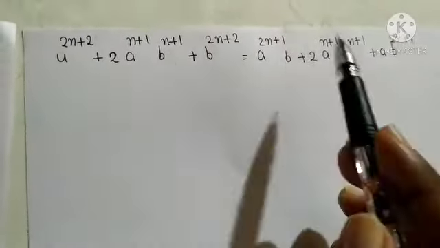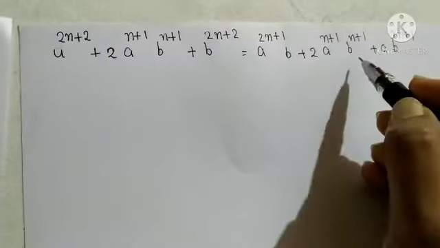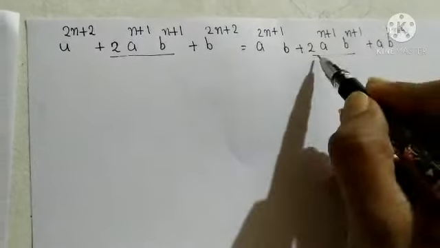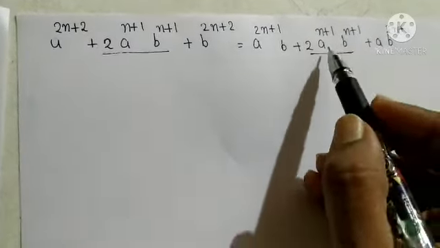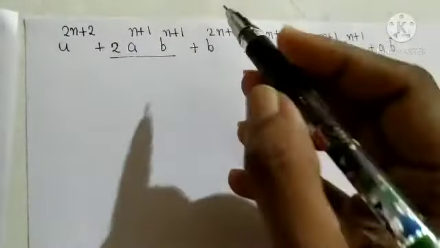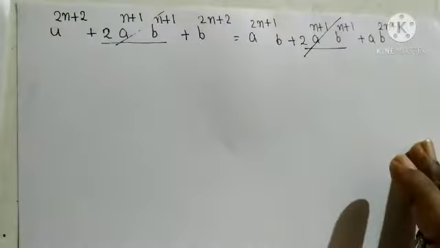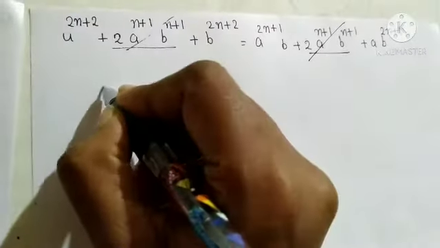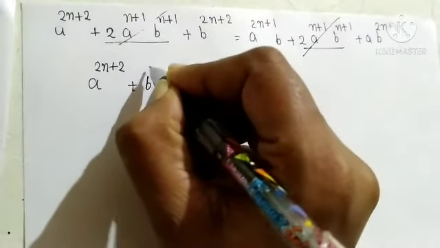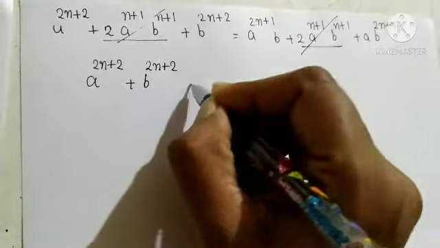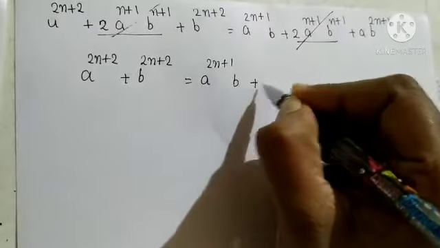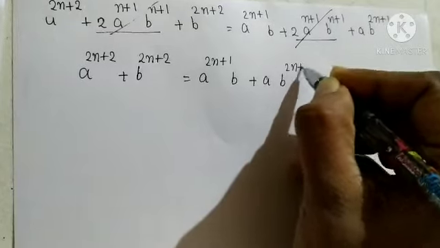Okay, so observing these two terms will cancel each other, right? These are the same term, so if we take this term to LHS, it will become 0, right? So cancelling these two terms, we get the next step as a raised to 2n plus 2 plus b raised to 2n plus 2 equal to a raised to 2n plus 1 into b plus a into b raised to 2n plus 1.